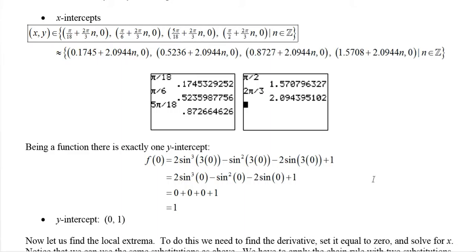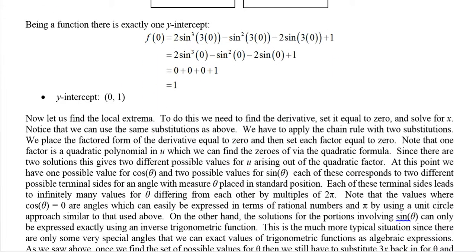Now, of course, the y-intercept is easy. It's a function, so you can just plug in the x to get y. And, of course, if it's on the y-axis, x equals 0. And so just plug in x equals 0. And, of course, it's a function, so it's only going to have one value, which we work out here. 3 times 0 is 0. Sine of 0 is 0. And so this turns out to really just be 1 in the end. So (0, 1) is the one and only y-intercept.